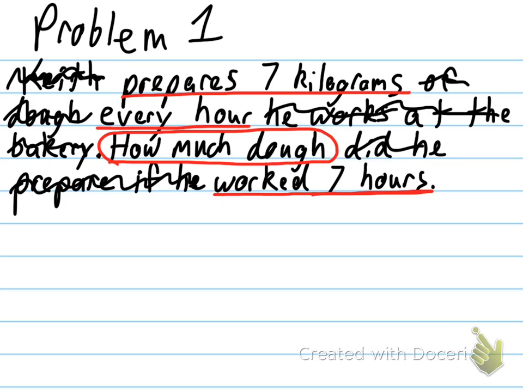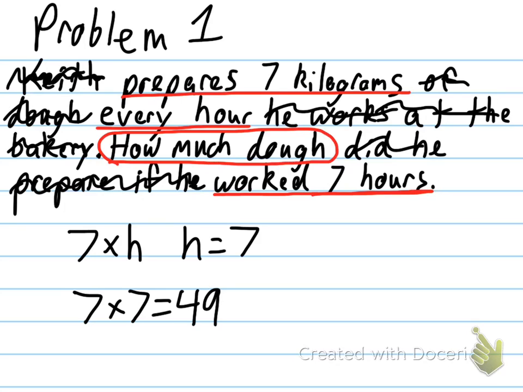So, using that, we know that he prepares 7 kilograms every hour. So I'll say H is my hour. So 7 times H. Well, we know that he worked for 7 hours, so we know that H equals 7. So if we replace, 7 times 7 equals 49, and he prepared 49 kilograms. Because we don't want to forget our unit. So that's how much dough he made. That's an example of how we're going to break down these word problems and get rid of the extra information we don't need to solve the problem.